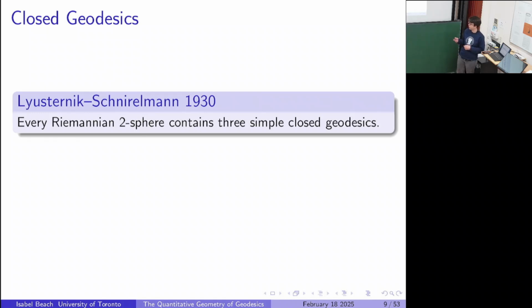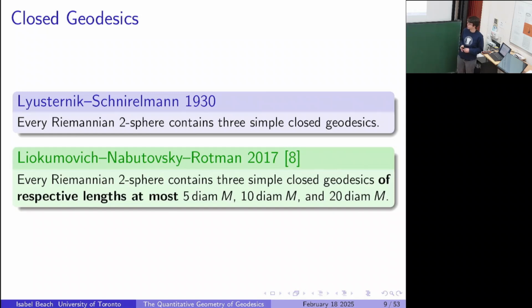Another classic theorem about existence of closed geodesics, of course, is Lusternik-Schnirelmann, who proved that every two-sphere contains at least 3 simple closed geodesics. So now once we've got existence settled, it's interesting to ask, can there be more than one? And indeed, there's also an effective version of this theorem due to Lukimovich, Novotovsky, and Rotman, where they proved that, in fact, you can bound the length of these Lusternik-Schnirelmann geodesics by 5, 10, and 20 times the diameter of the underlying manifold.